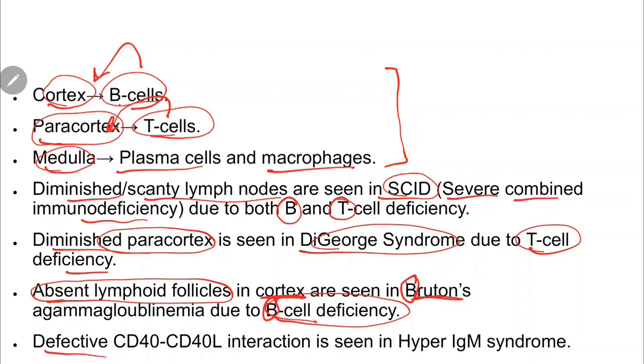Finally, that defective CD40-CD40L interaction is seen in hyper IgM syndrome because you don't have that second interaction that leads to no release of cytokines and no activation or class switching of the B cells. That's the reason why you have increased amounts of IgM but decreased amounts of other immunoglobulins.